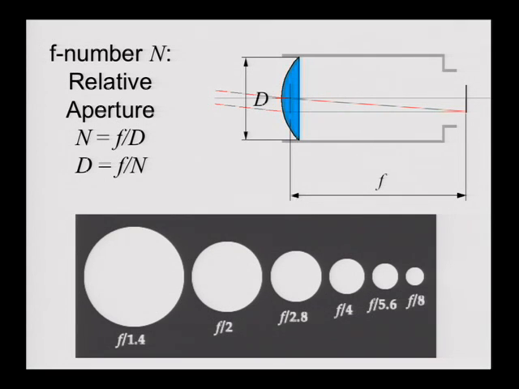There are standard scales, essentially labeling by different conventional roundings of powers of square root of 2. The square root is in there because the area is doubling for each increment here, since the area goes as the square of the diameter.